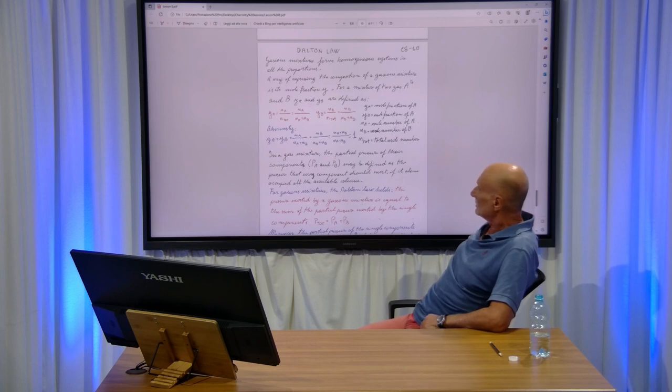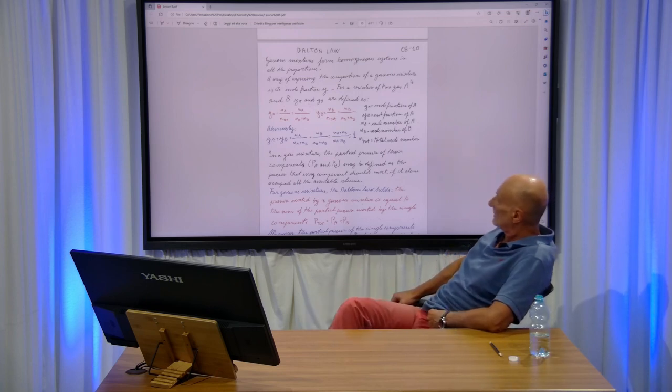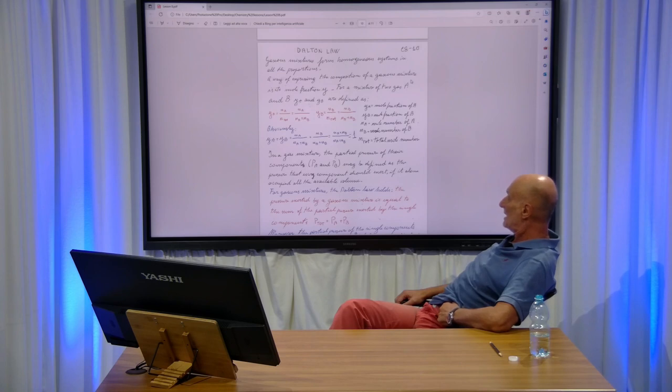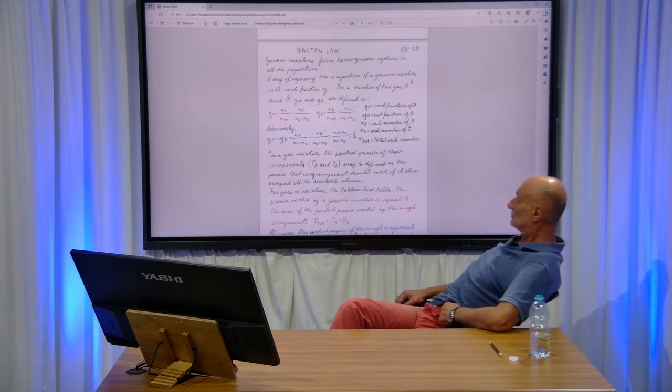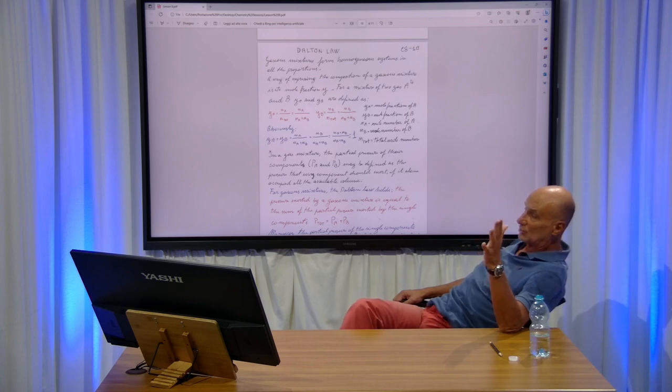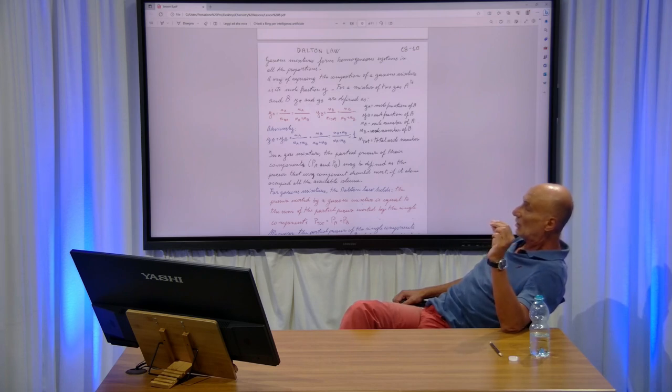Well, the only thing that we still have to say regarding the gaseous mixture is that the partial pressures of their components, PA and PB, may be defined as the pressure that every component would exert if it alone occupied all the available volume. So, for gaseous mixtures, the Dalton law holds. The pressure exerted by a gas mixture is equal to the sum of the partial pressures exerted by the single components, namely the total pressure P total is equal to the sum of the partial pressures PA and PB of the two components of the mixture.